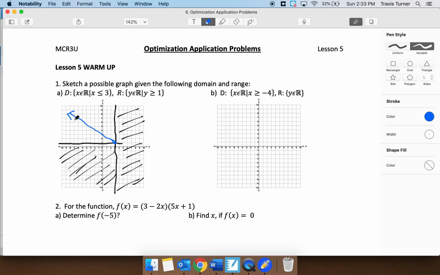So in this case, when you think of this, would this be a function or a relation? The thing I've drawn is a function because it passes the vertical line test.